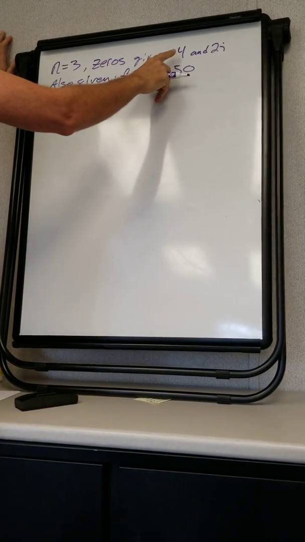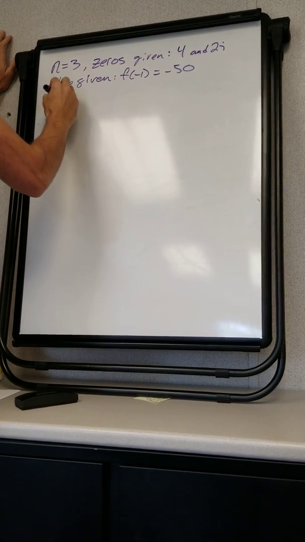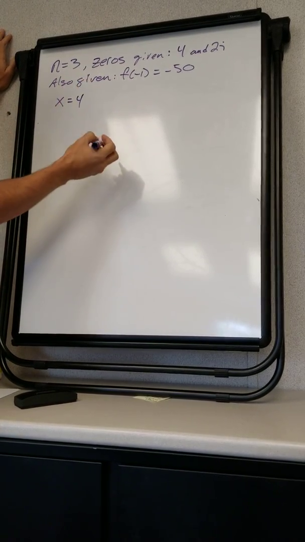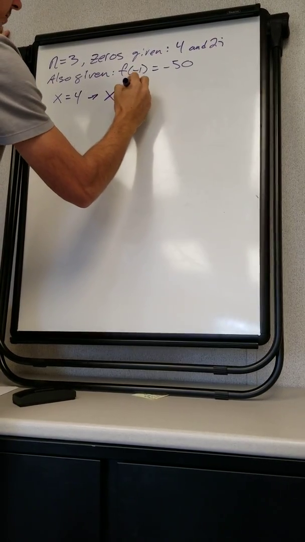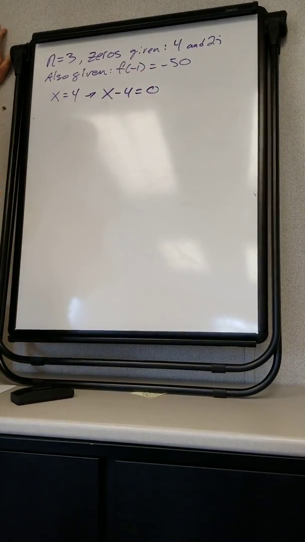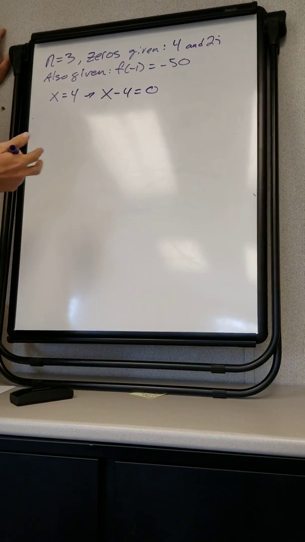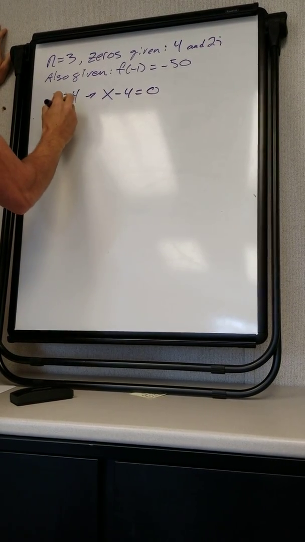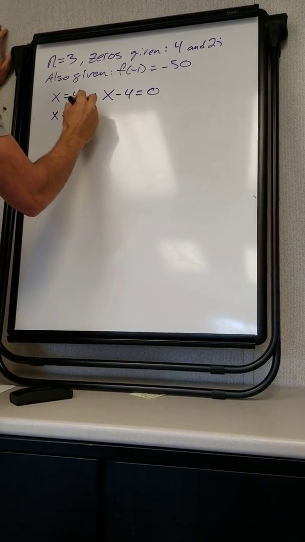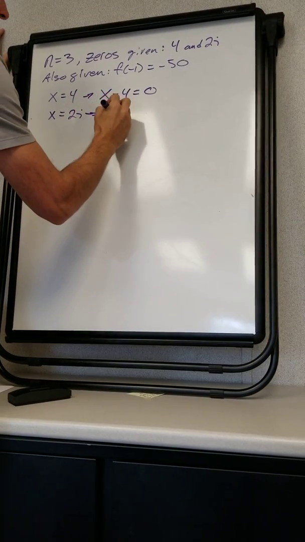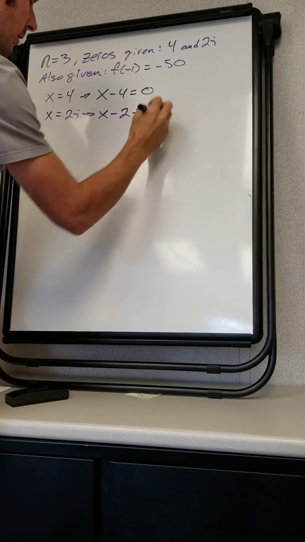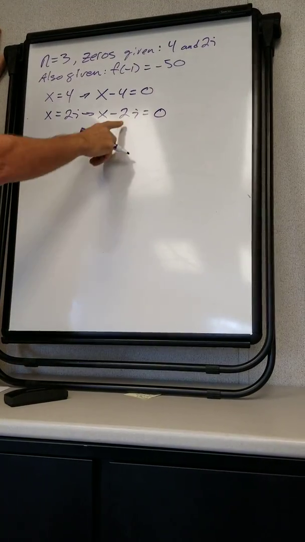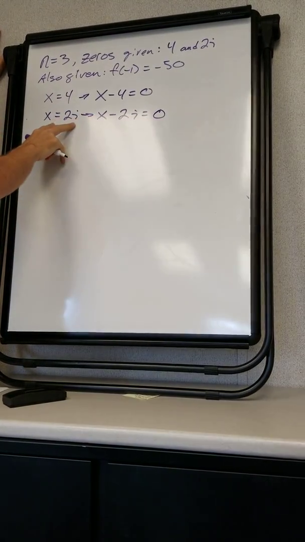The 0 of 4 is an x value, and it comes from previously setting x minus 4 equal to 0. So we're working the problem in reverse. The x value, which is a 0 of 2i, comes from previously taking x minus 2i and setting it equal to 0, solving, adding 2i to this side, and getting this as an answer.